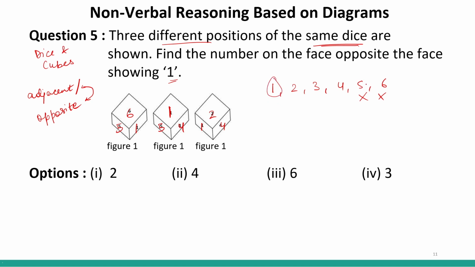5 and 6 is eliminated because they are adjacent to 1. Similarly, 5 and 4 are also adjacent to 1. So 4 is also eliminated. Then if we have 1 here, we have 2 and 4. So 2 and 4 are again adjacent to 1. So they are also eliminated. So we are left with 3. So option number 4, 3 will be the correct answer. This is the only number which has a possibility of facing opposite to 1.